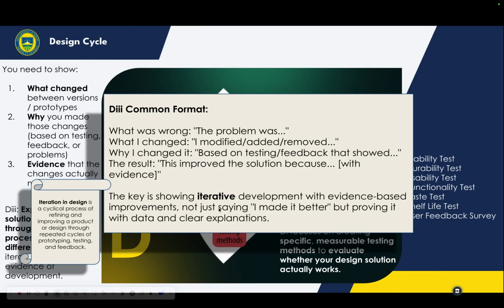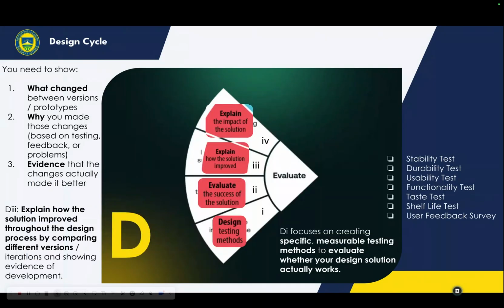So the key is to show that iterative development with evidence, okay? And how you've improved your product. And that's D3, folks, okay? I hope that you're so far following along and you're finding this stuff useful.